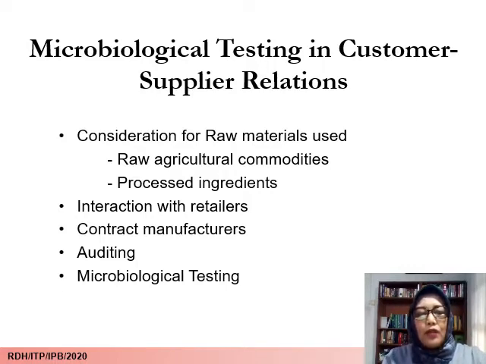Meanwhile, processed ingredients generally have less variability in terms of quality. A good company also has good interaction with the retailers. They may establish contract manufacturers. They perform auditing for the suppliers and microbiological testing, especially when the knowledge about the quality of the raw material is inadequate.